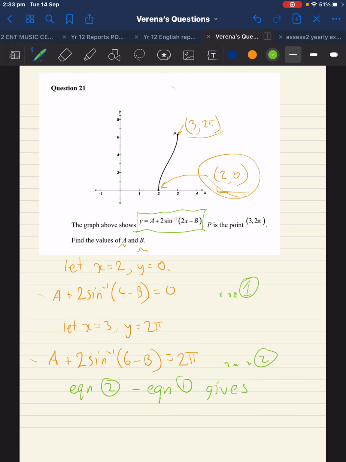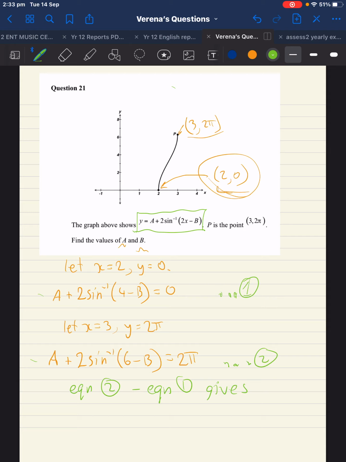Of course, you could have easily used the substitution method, rearranged one of them to get a is equal to, and then sub that into the other. Ultimately, you're going to get the exact same thing I get here. I just think this gives it to me a little bit quicker. Equation 2, take away equation 1. I'm going to minus these two.